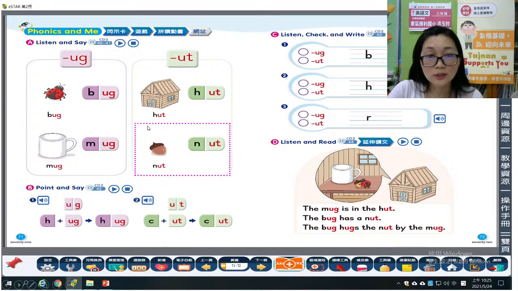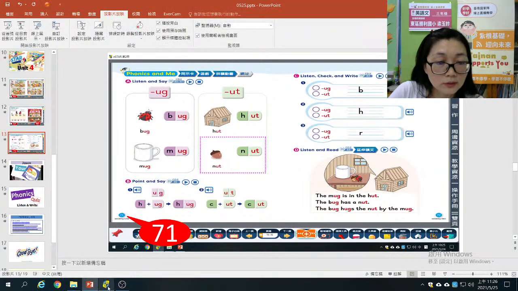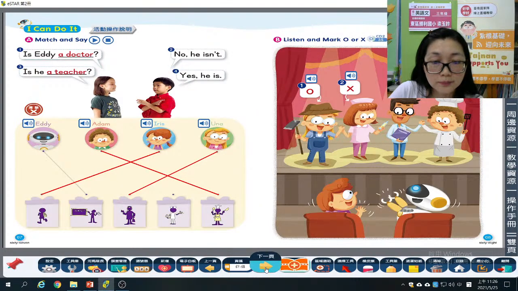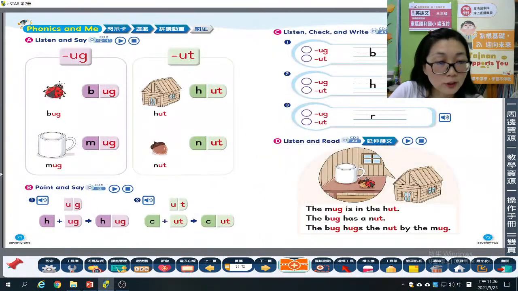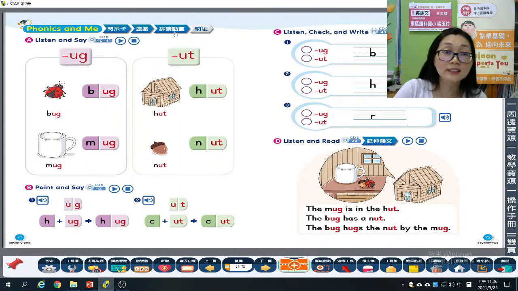Okay, so now let's get back to our PowerPoint over here. All right, so turn to page 71, okay? So let's read it together. This is the phonics section.